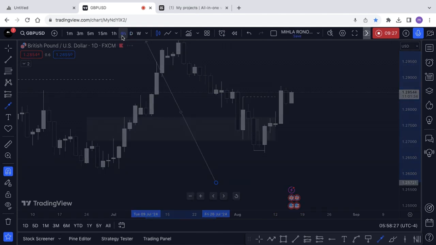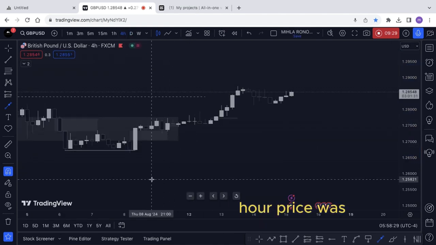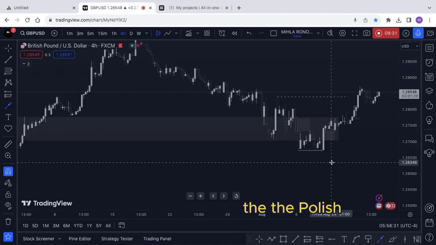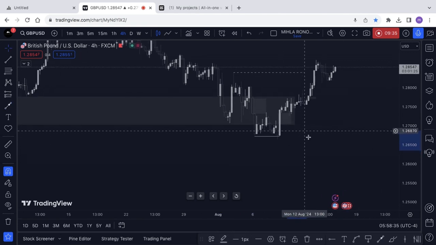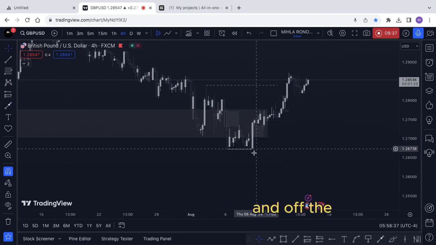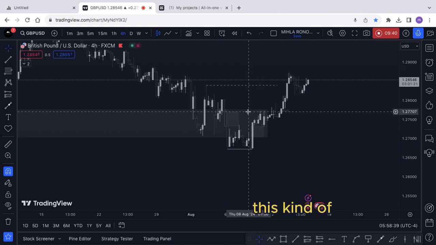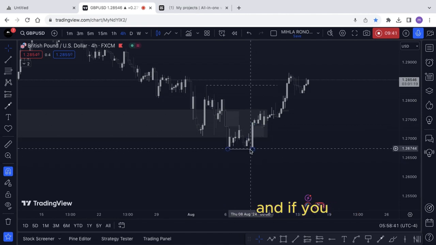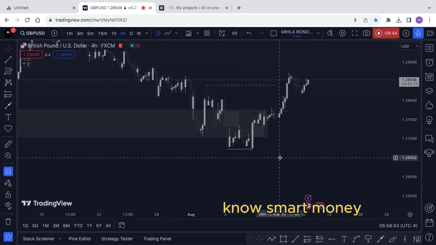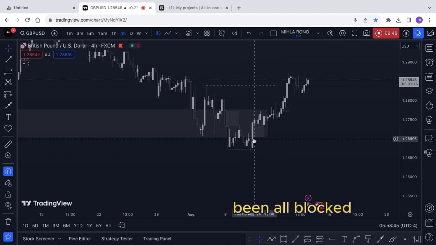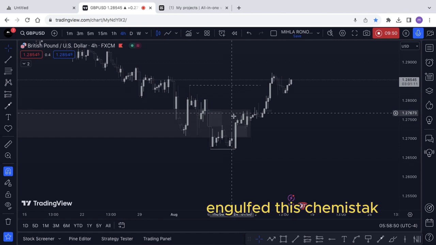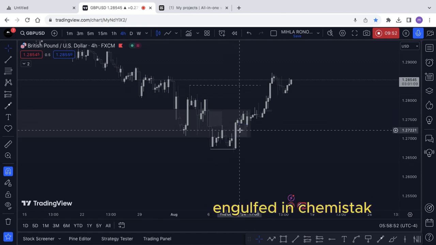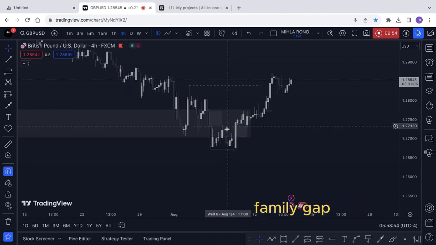Let's go to the 4-hour. On the 4-hour, price was showing us the bullish signs that it wants to push higher, because this was the sweep, and after the sweep, price engulfed this candlestick. If you know smart money concepts, this would have been a block to you. So price engulfed this candlestick, and after this engulfing candlestick, price left this fair value gap.